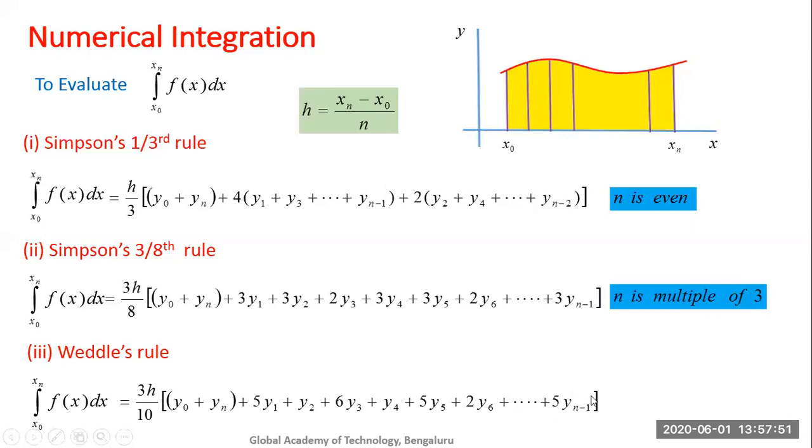And this ends with again yn minus 1. So we get 5 yn minus 1. And this formula is applicable if n is a multiple of 6. So n should be either 6, 12, 18 and so on.